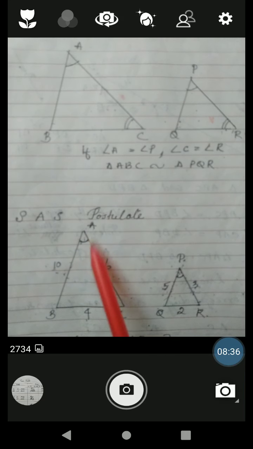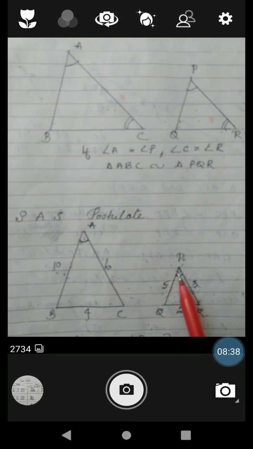Included angle of these two sides. Therefore, if one angle of a triangle is equal to any angle of the other triangle, and in both the triangles, the sides including the equal angles are in proportion, then the triangles are similar.